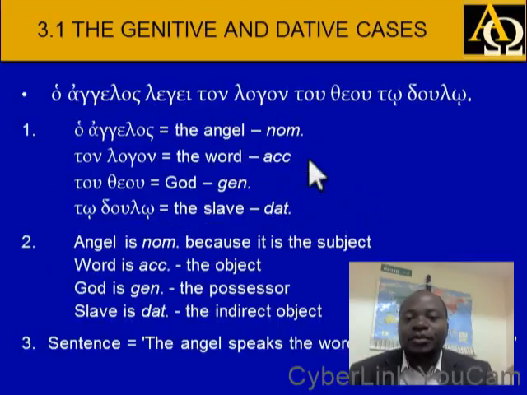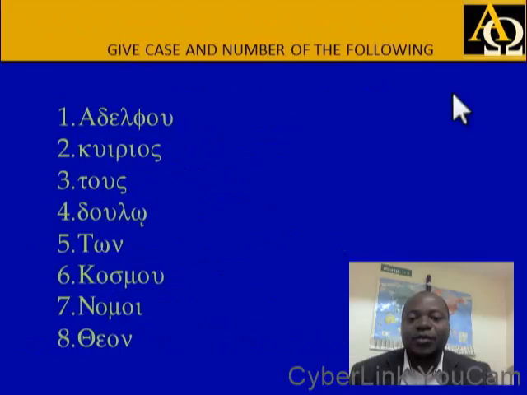Okay. Ho angelos legei ton logon to theu to dulo. The angels speak the word of God to the slaves. This is the nominative, this is the verb, this is the accusative, this is the genitive, and this is the indirect object. Okay, let's move on.